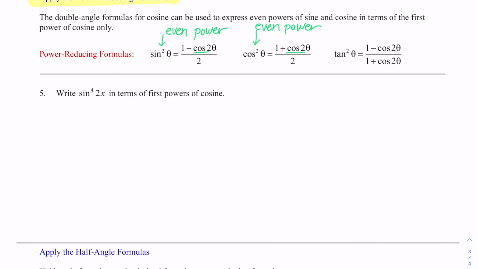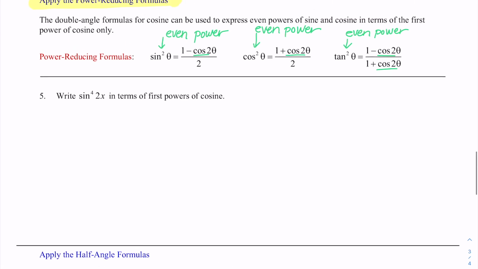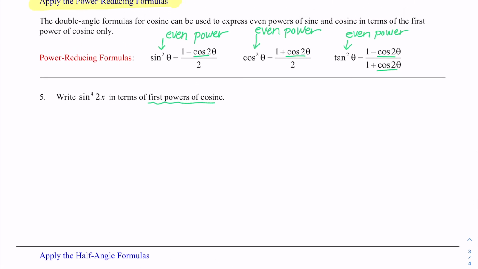So this is cosine to the first power and cosine to the first power. Okay? We also have that for an even power of the tangent, when the tangent is squared. And again, you can see it's in terms of cosine to the first power. Now, all of these have a double angle in the cosines. But let's go ahead and write the sine of 2x raised to the 4th power, and we're going to write that in terms of first powers of cosine.